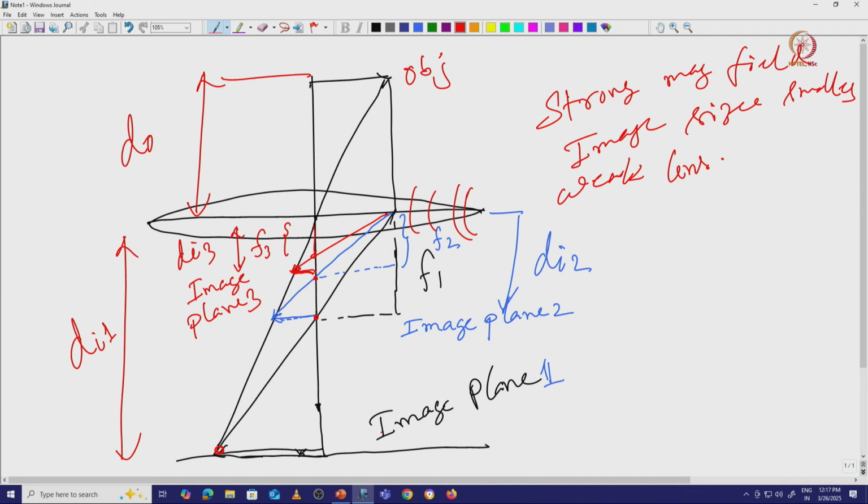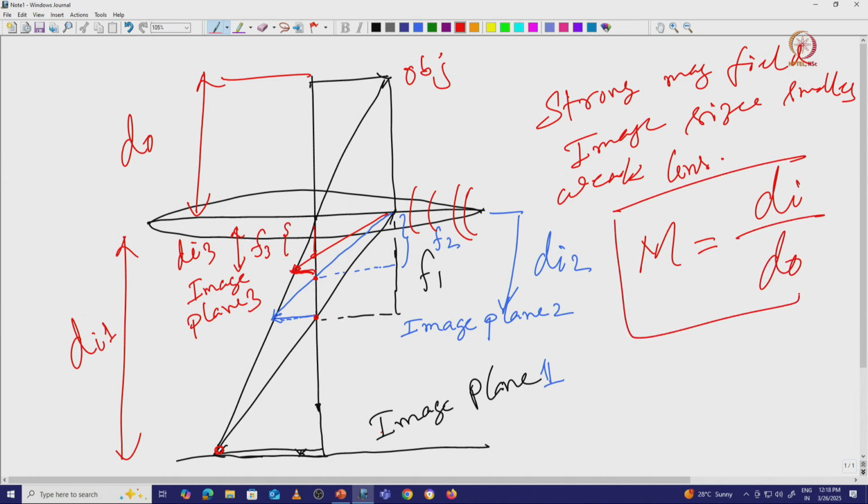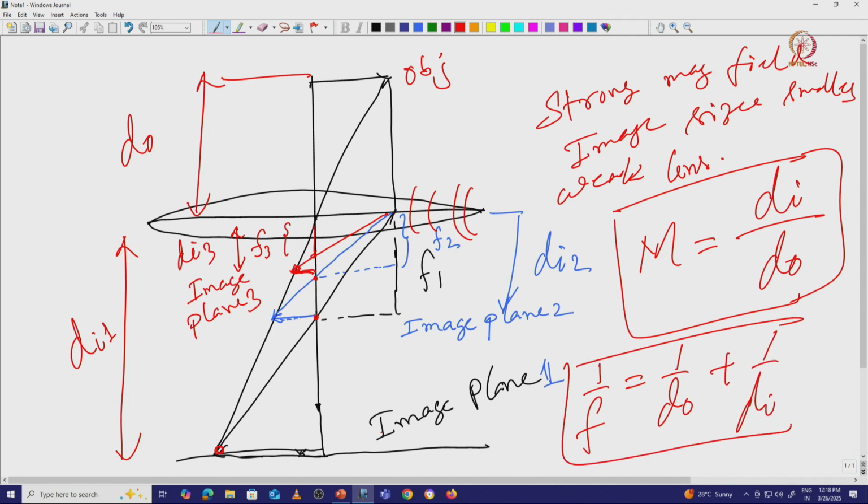Now, from this, if I want to calculate the magnification, it will be Di divided by D0, and that will give us the magnification, exactly the same as our optical microscope. Now, if we want to calculate the focal length, we can say 1 by D0 plus 1 by Di. This is how we should calculate this one. So, this is our first page.